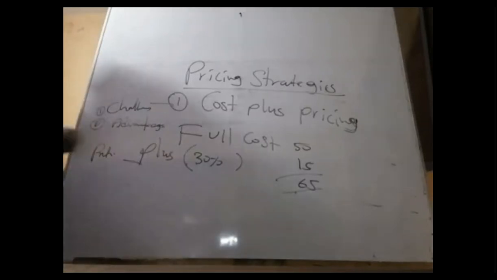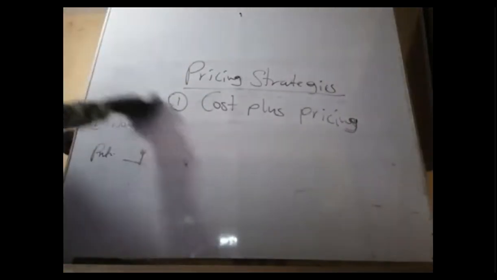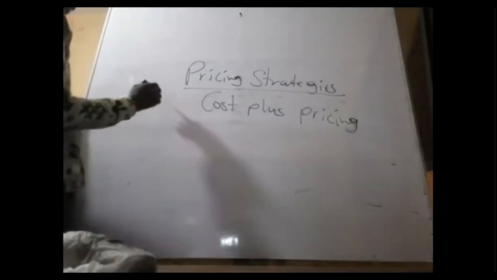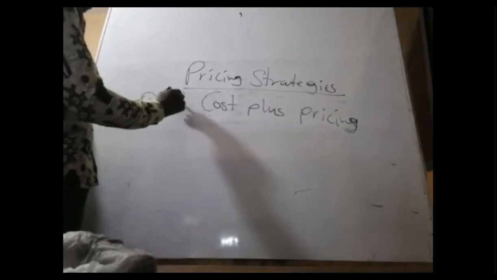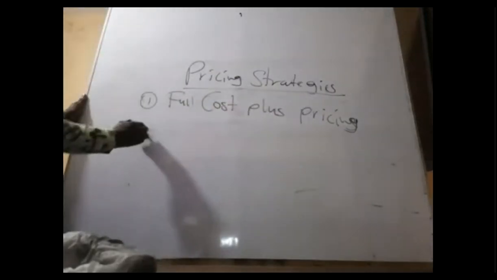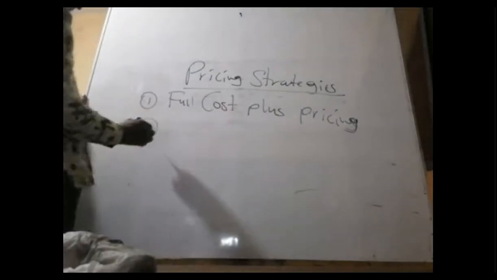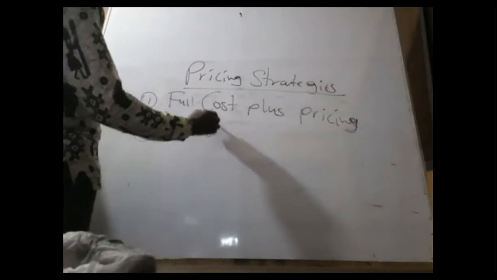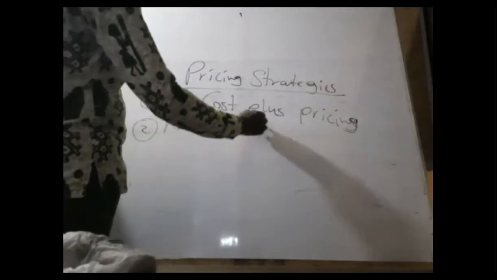I want to do something here for you. The next one, let's call it full cost plus. So add the full cost plus. Number 2, call it variable or marginal cost plus.